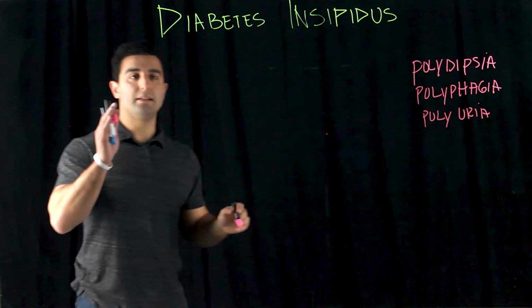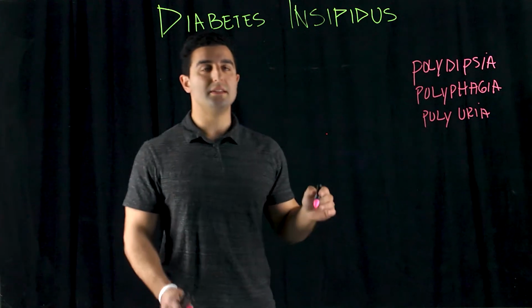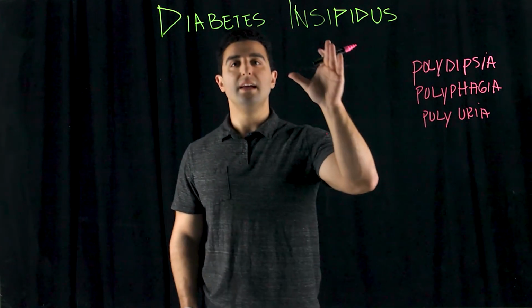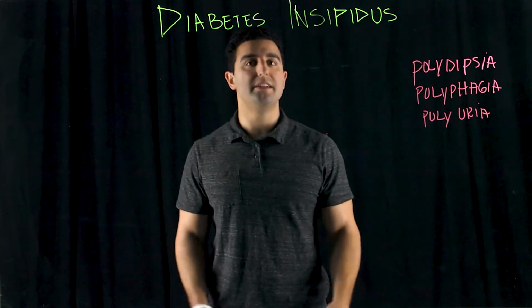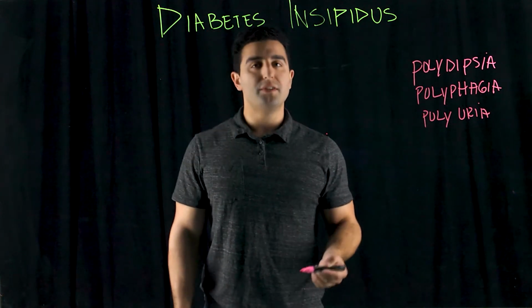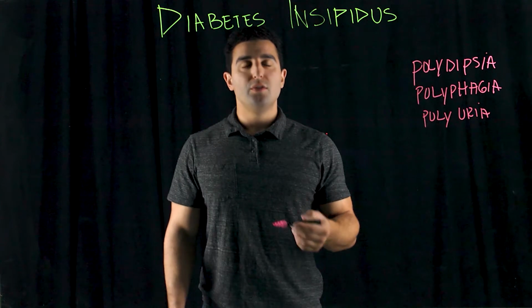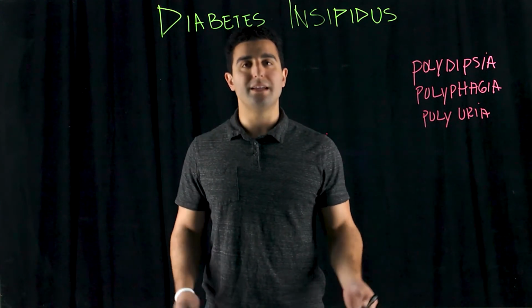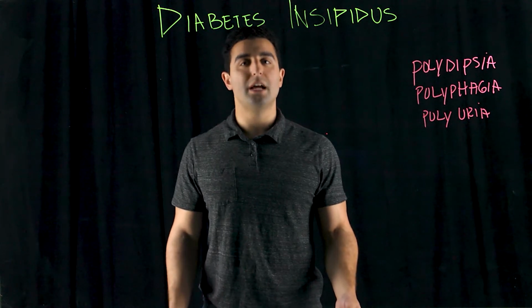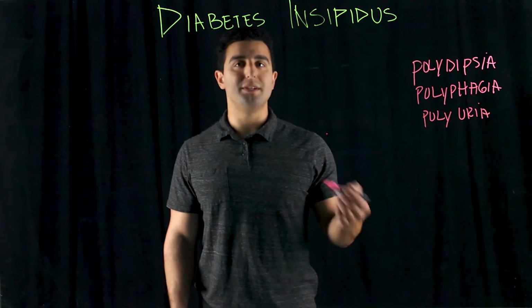Now, when we look at the different types of diabetes insipidus, diabetes insipidus is an abnormality of the ADH hormone. ADH is the antidiuretic hormone. If you can't remember its main function, think about what a diuretic does. A diuretic makes you pee. So what does an antidiuretic hormone do? It stops the pee, so it's water retention.